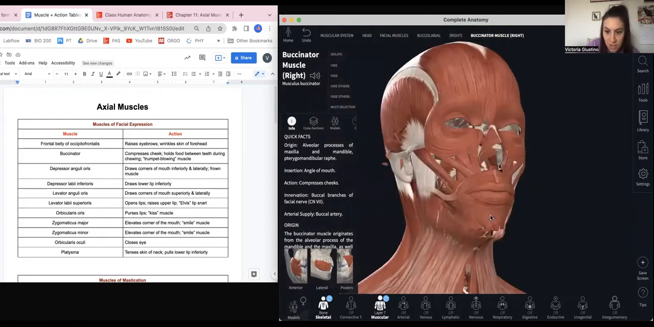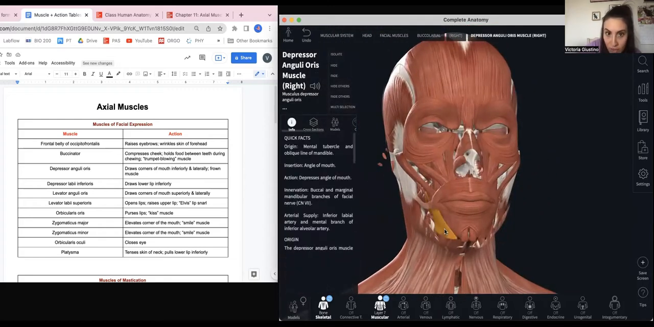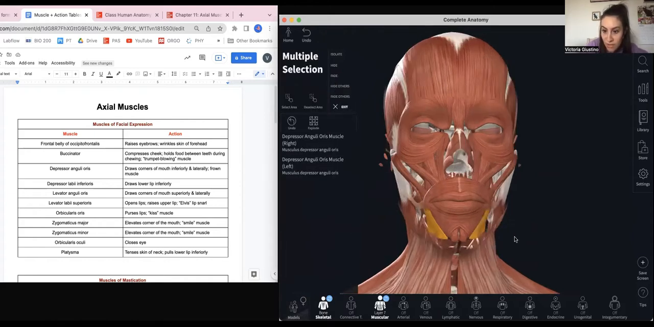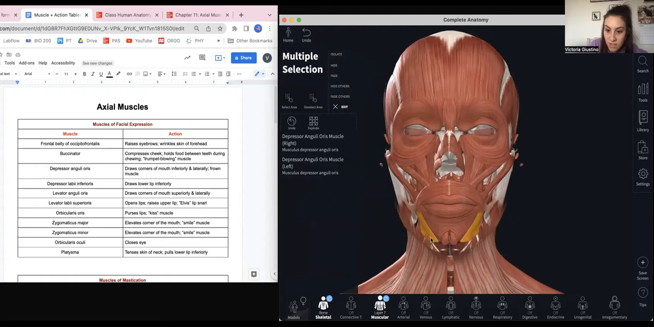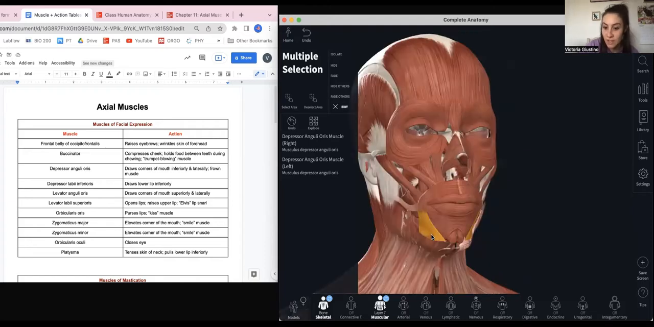All right, so the next muscle is going to be depressor anguli oris, and you do have one on each side. Here's the left and the right. As you can see, these originate down here inferiorly, and they insert right into the corners of your mouth inferiorly. Going from I to O, imagine having a rope. It's going to pull the corners of your mouth down, and it's going to allow you to frown, just like that. So that's going to be your depressor anguli oris.